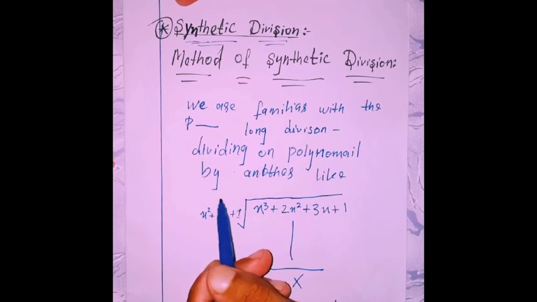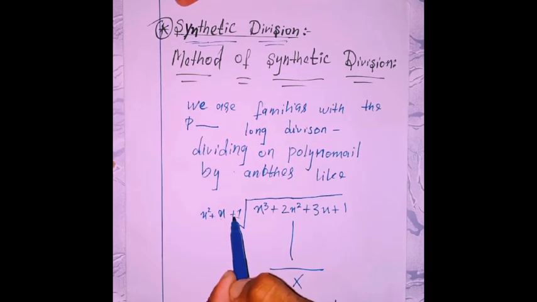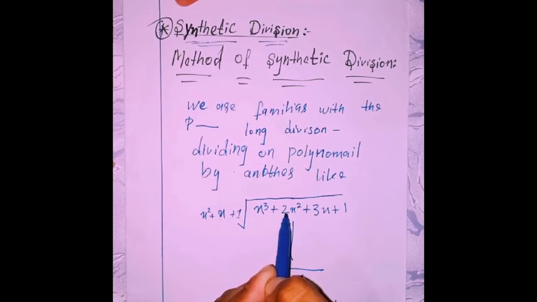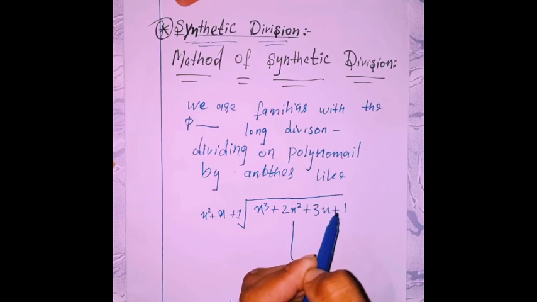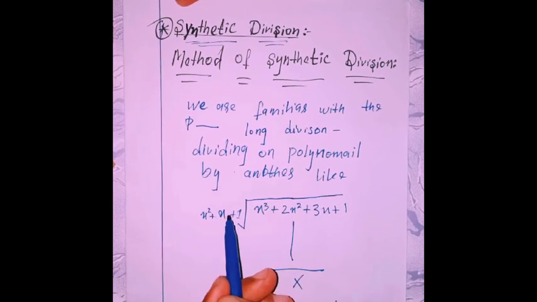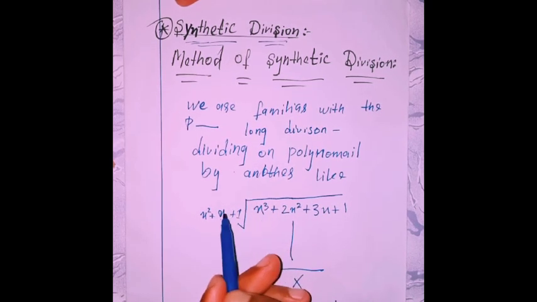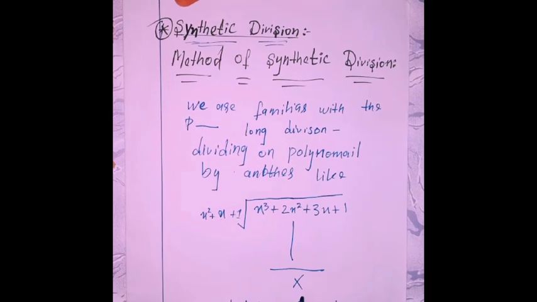Here we are given, if we take x cube plus x square plus x plus 1 as a dividend, x cube plus 2x square plus 3x plus 1. So we already know this process is a long process. We do it until we get a remainder that is 0 or some number or variable.